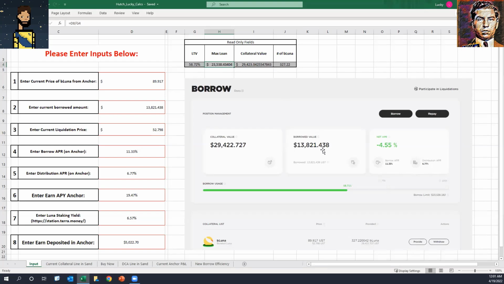So, 58.72, 25,538.434, which is right around here. It's going to be a little bit off in decimals, but you're going to be very, very close.